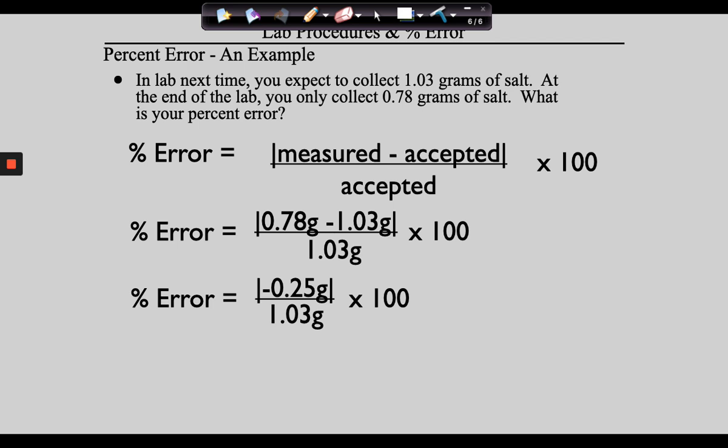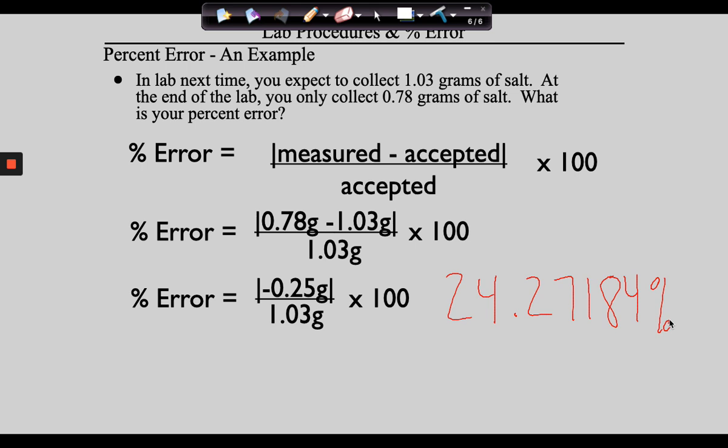Now, guys, we're ready to do the math. So we're going to go 0.25 divided by 1.03 and times 100. And I get 24.27184%.